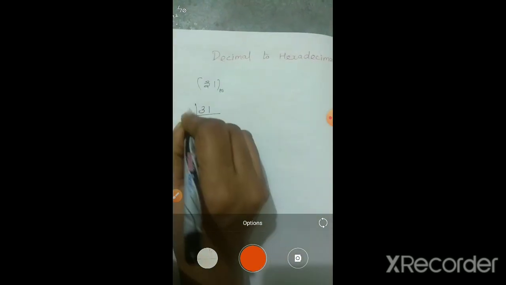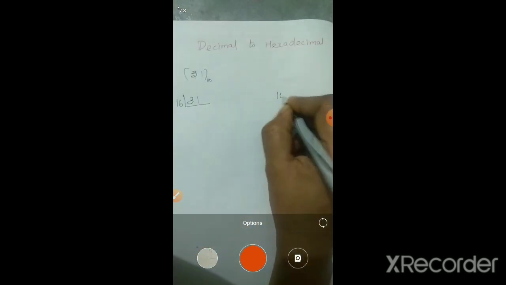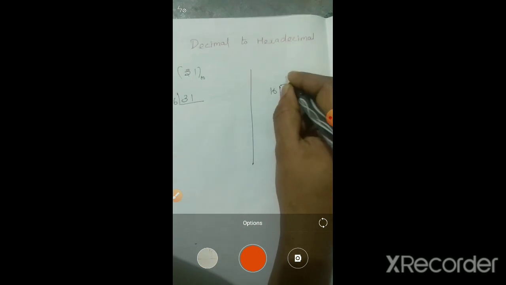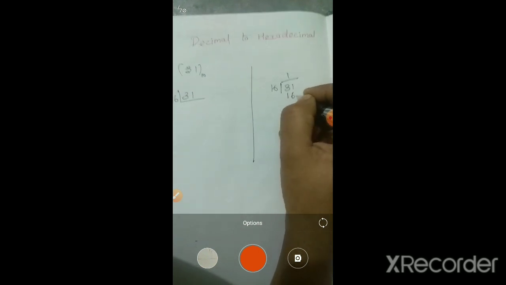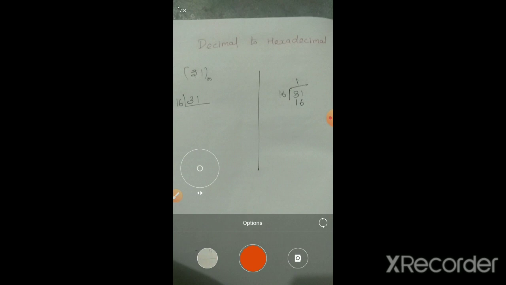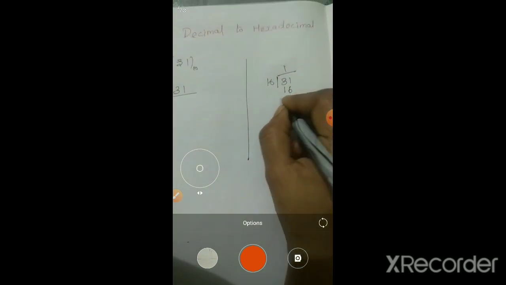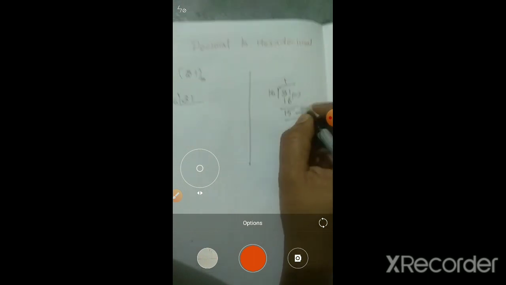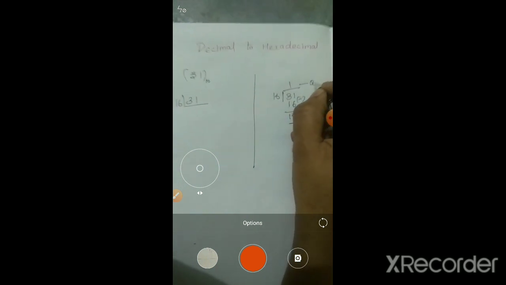31 divided by 16. How many 16s are in 31? One 16, because 2 sixteens are 32. So we put only 1 sixteen. 31 minus 16 is 15. 15 is the remainder and 1 is the quotient.